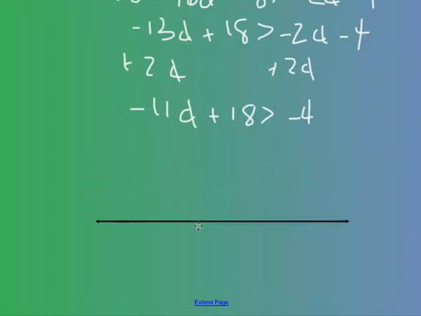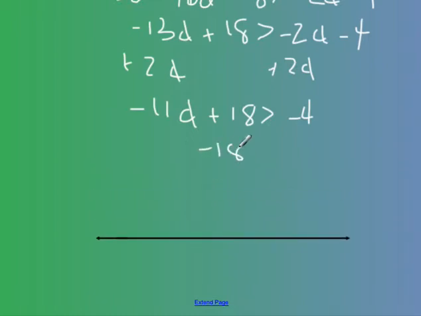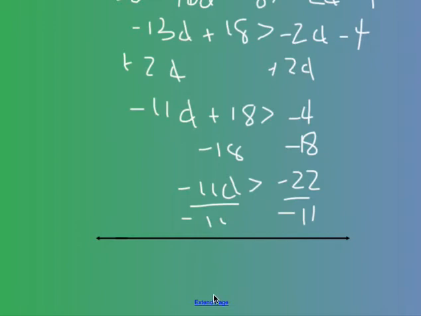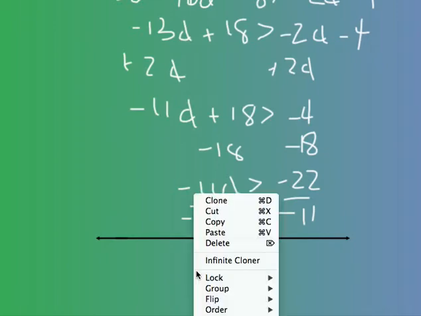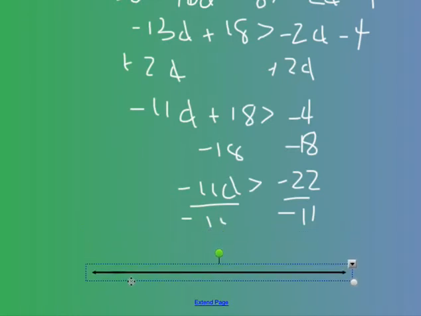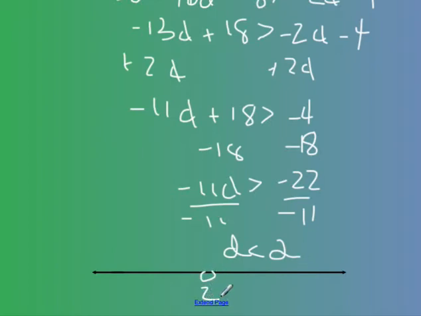Now what I need to do is solve for d. So I'm going to go ahead and subtract 18 from both sides. So when I do negative 4 minus 18, that's going to be a negative 22. Now here I'm going to divide both sides by a negative 11. Now remember that when you divide by a negative number, you have to flip that symbol. Okay, so then I'm going to get d is less than negative 22 divided by negative 11. Well, that's going to become a positive because we're dividing two negatives. So I'm going to have an open circle at 2, and it's going to be going to the left.